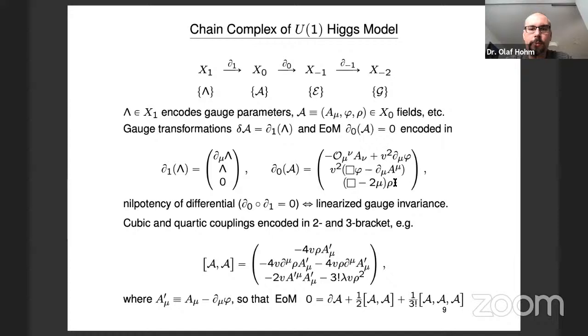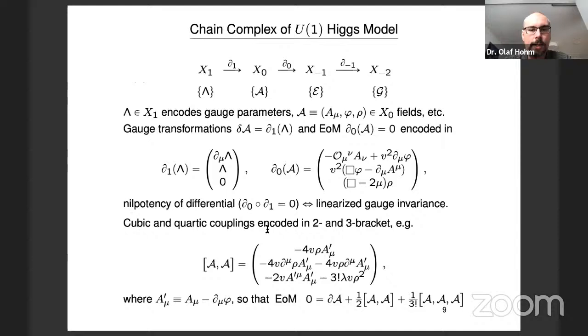And the differential squares to zero, for instance, del zero composed with del one. So going from x1 to x0 to x minus one gives you zero, which is just the statement of linearized gauge invariance. If you specialize the fields to be pure gauge, so that the argument of this differential is del one lambda, then this is just zero, which is the statement of linearized gauge invariance. Now here, of course, you also have cubic and in fact quartic couplings, which I didn't display here, but if you expand this out, you get those higher order couplings.